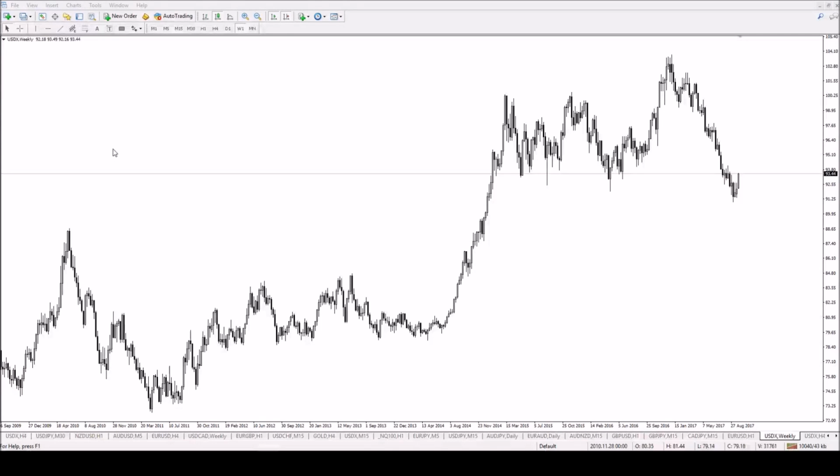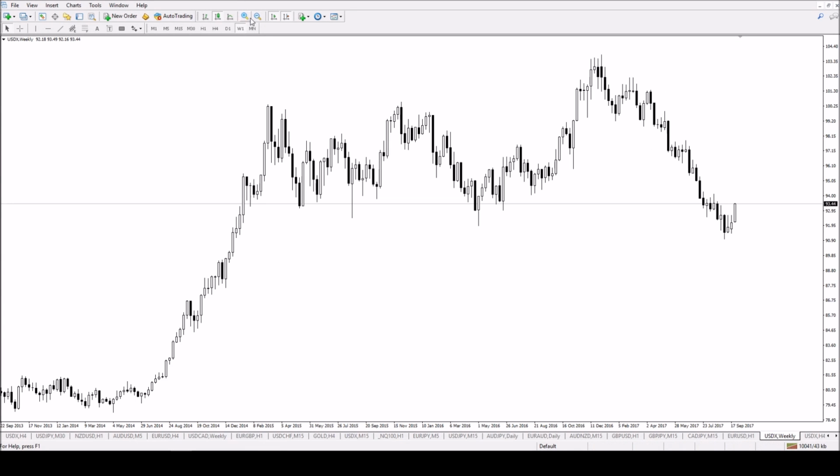Okay, legends, I'm just going to do a quick video mainly for gold and why I think it's going a lot lower, and I'm basing it on a pattern I saw in the dollar index.